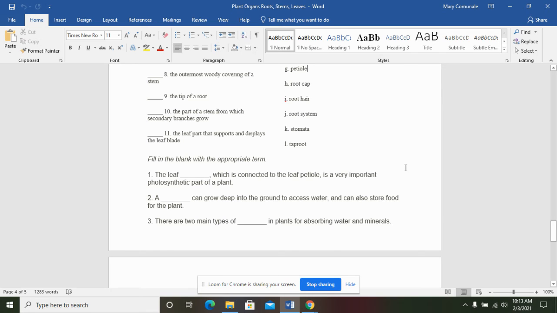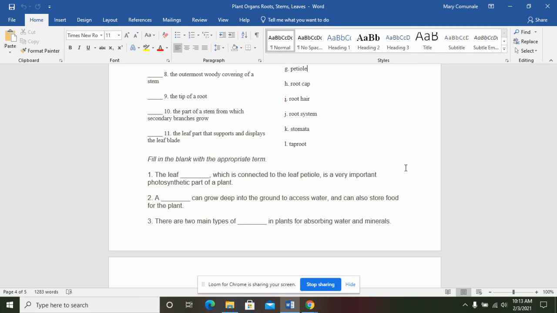The leaf blade is connected to the leaf petiole, which is a very important photosynthetic part of the plant. So the only thing that's connected to the petiole, I believe, would be the node there. So we're going to go with an F for that one. A blank can grow deep into the ground, reach excess water, and also store food for a plant. That one's going to be L, the taproot. There are 2 main types of these in plants for absorbing water and minerals. That is going to be J, the root system.